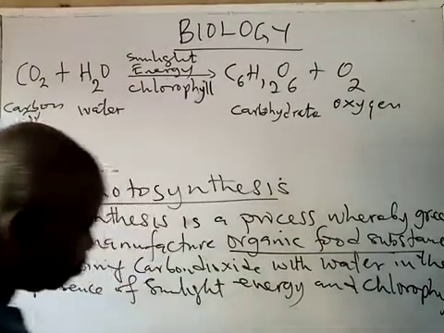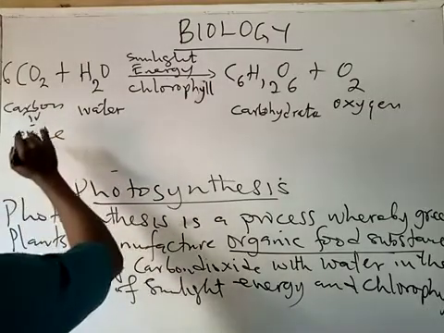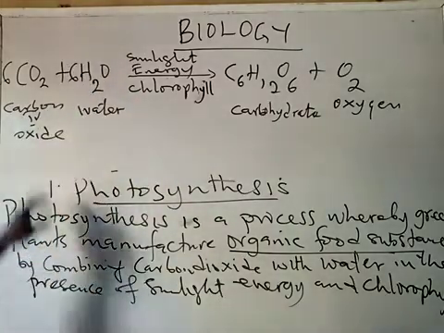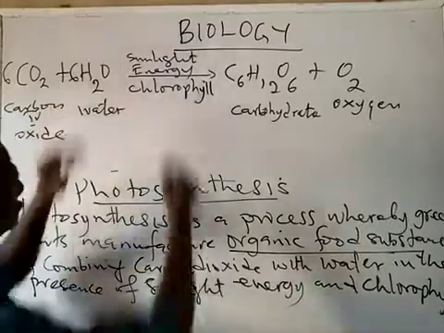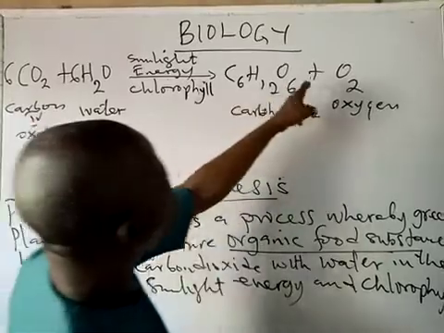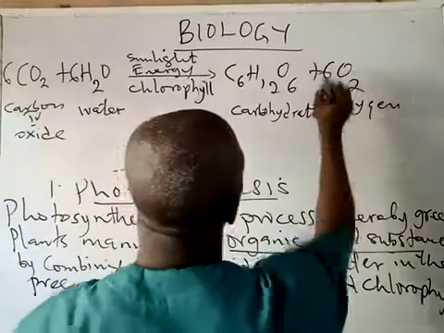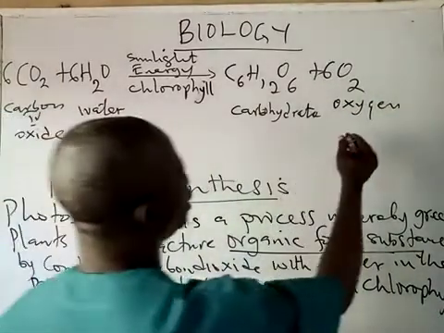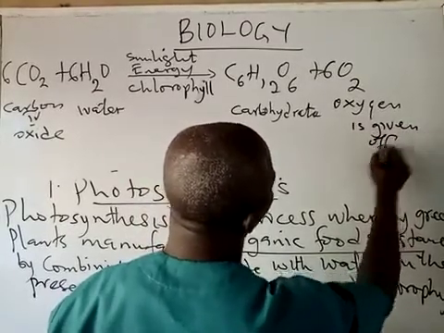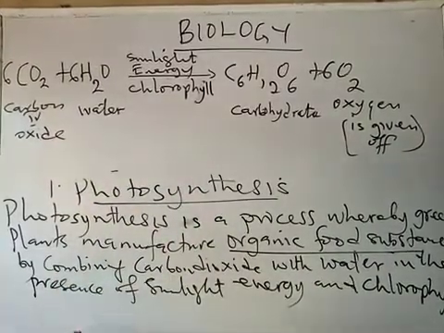So what we are saying is that you now have six molecules of carbon dioxide combining with another six molecules of water in the presence of sunlight energy and chlorophyll to yield the carbohydrate and oxygen. So we have six of these, and so we have six oxygen. This oxygen is given off at the end of the process. So this is the whole process of photosynthesis.